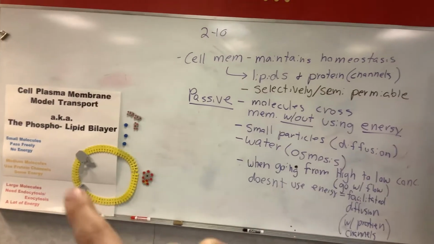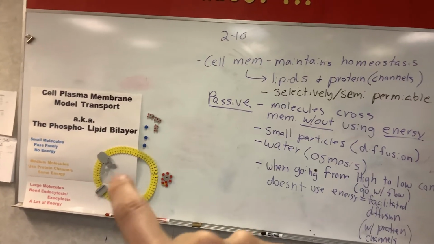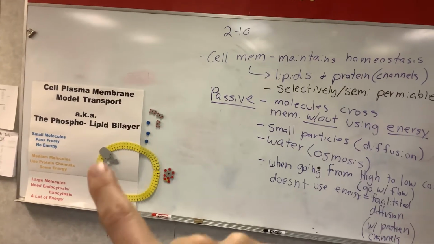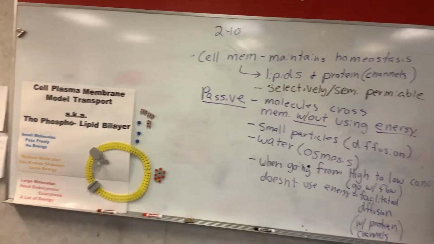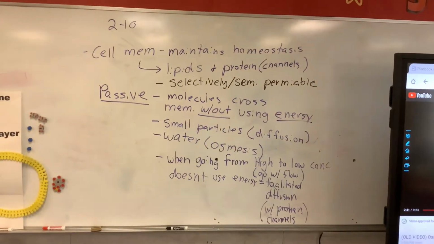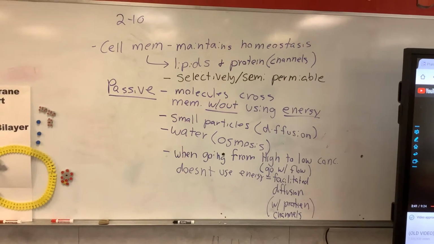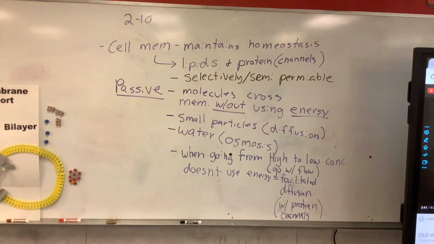Now, this yellow part over here, the cell membrane is made up of lipids, but they also have protein tunnels, okay? It does not make sense for DNA to be in there. It should be in the nucleus, or glucose or carbs. So the cell membrane maintains homeostasis. It's made up of lipids and proteins. Proteins make up the channels. And it's said to be selectively permeable, which means only certain things pass through.